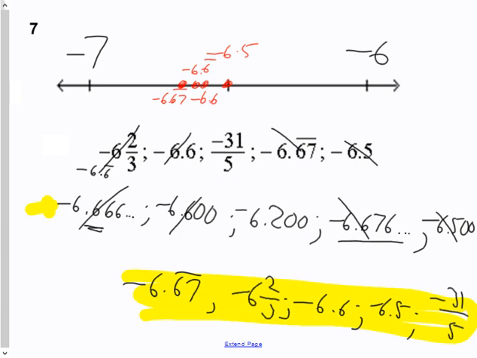And finally, your last one, what was it again? I messed this up, didn't I? 31 fifths. 6 decimal 2, right around there. 31 fifths, right there. Okay.